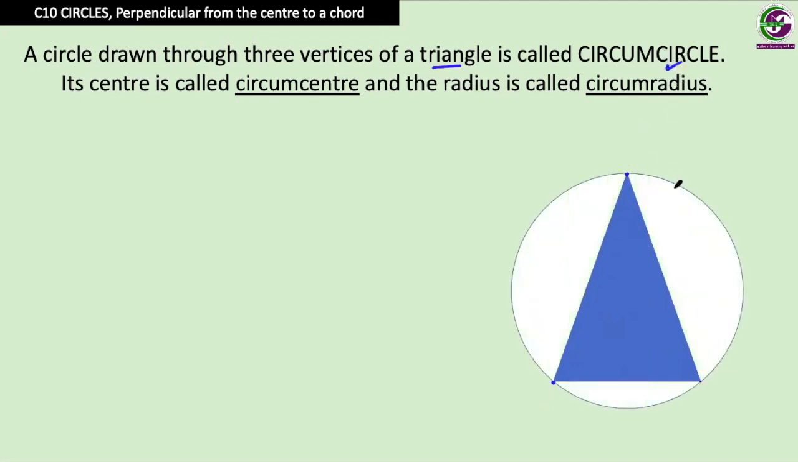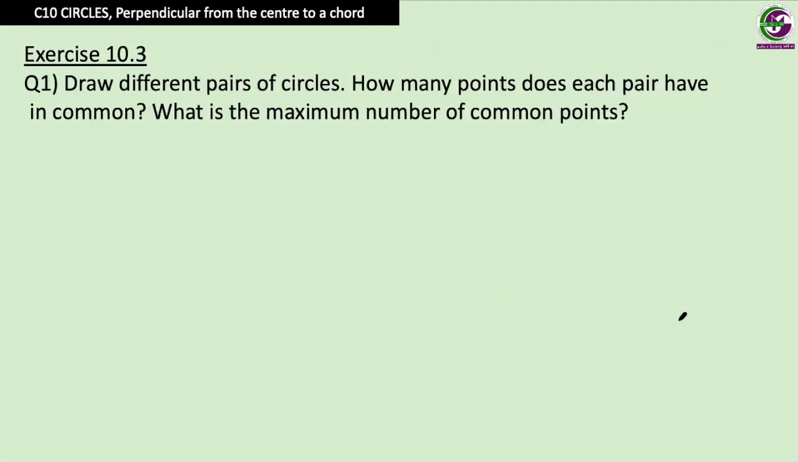The center of such a circle is called the circumcentre, and the radius is called the circumradius. And note that the 3 of its radii will meet the vertices of this triangle because the vertices are on the circle. We may have to apply this rule in some of the examples later on. Let's move on to the exercise.